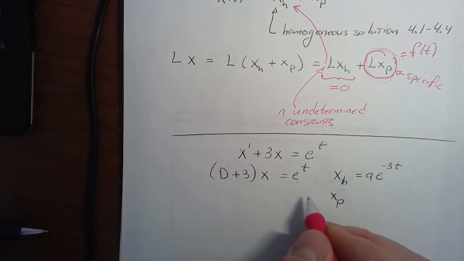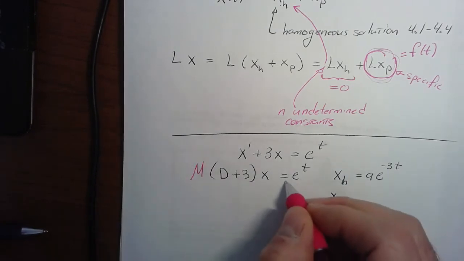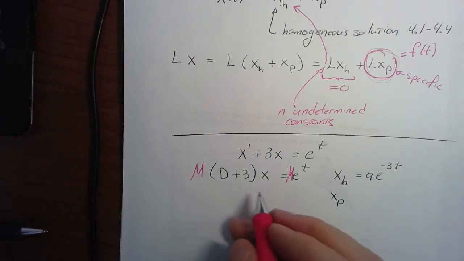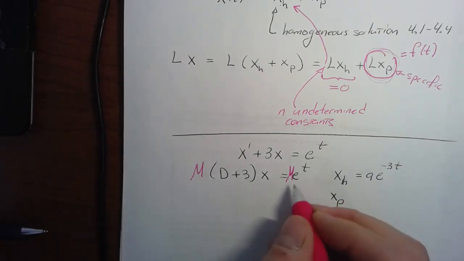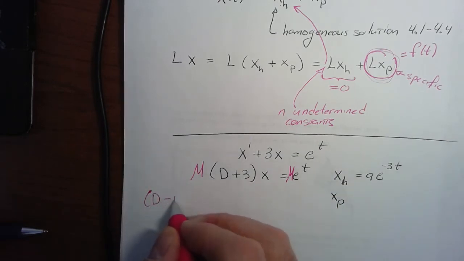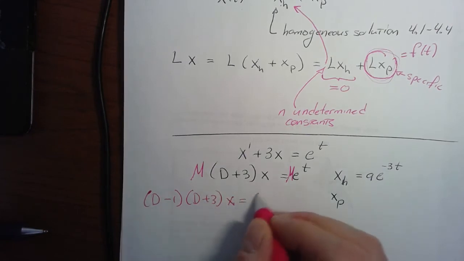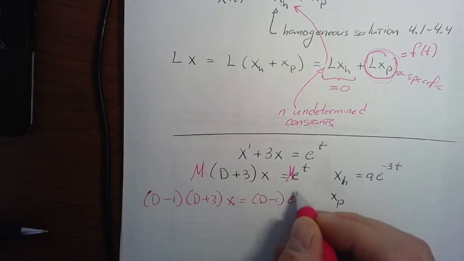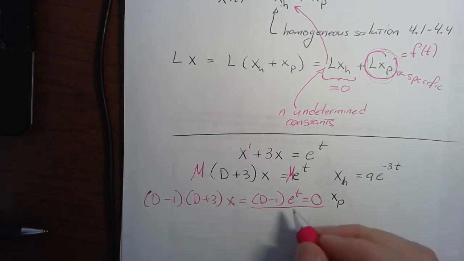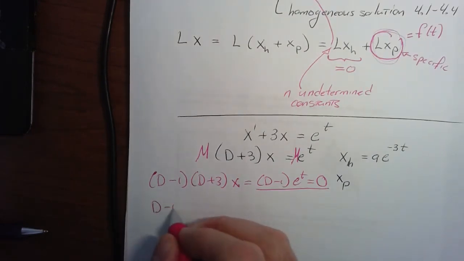One way to justify what I'm about to write here is to imagine that you operate on both sides with another differential operator, call it M. And the goal is to make this into a homogeneous equation. So imagine I do D minus 1 on both sides. I'm multiplying both sides by D minus 1. What would that do? Well, it would equal 0 because e to the t is in the kernel of D minus 1.